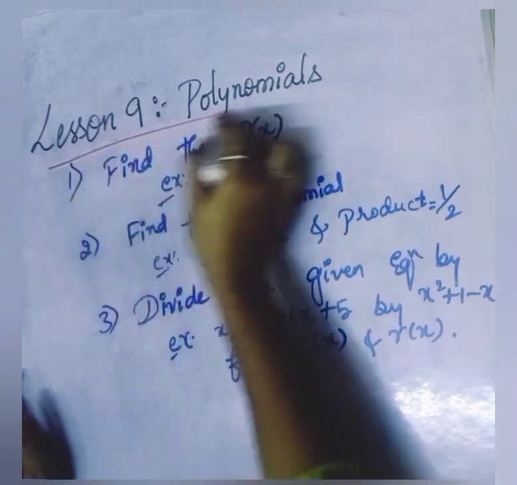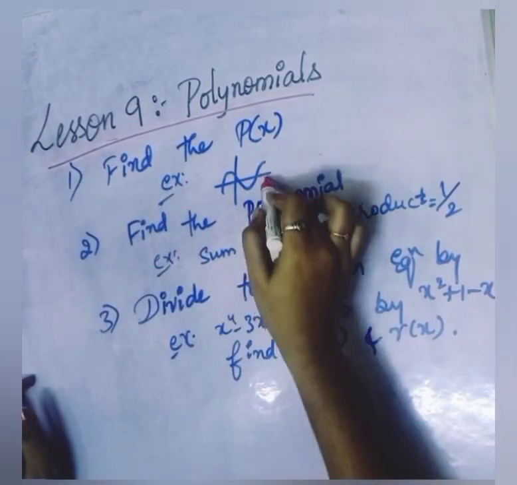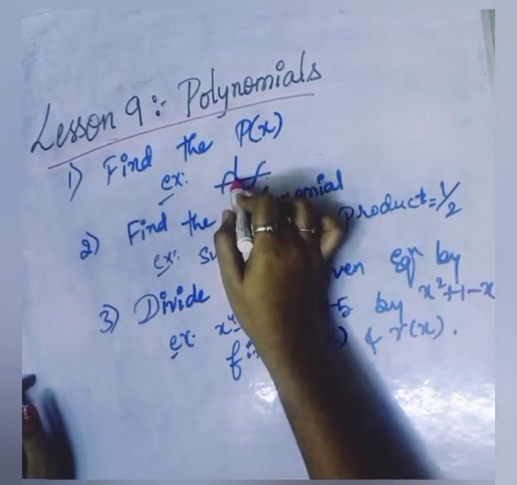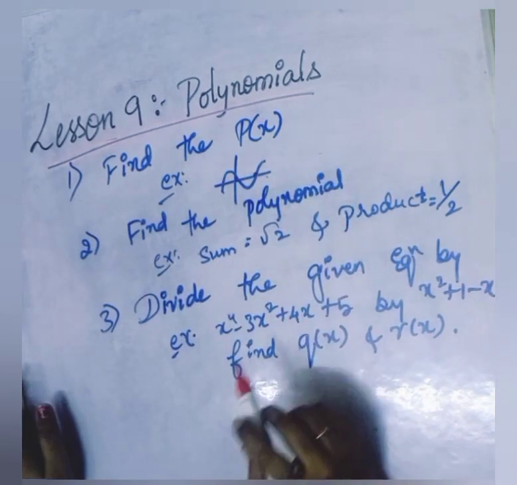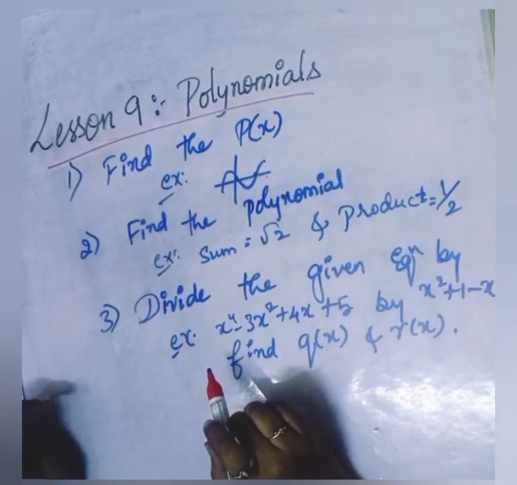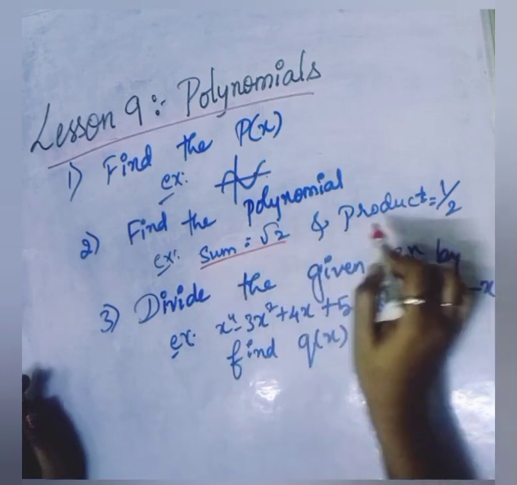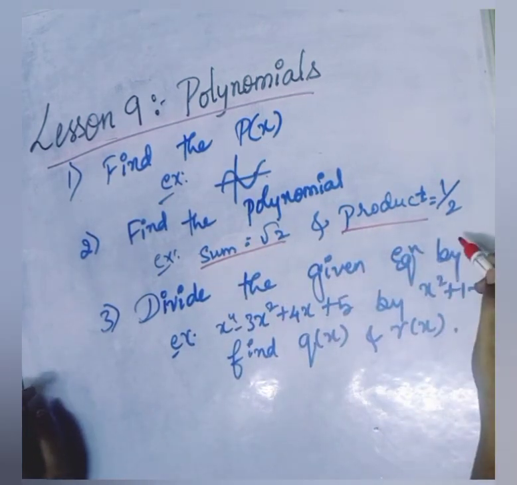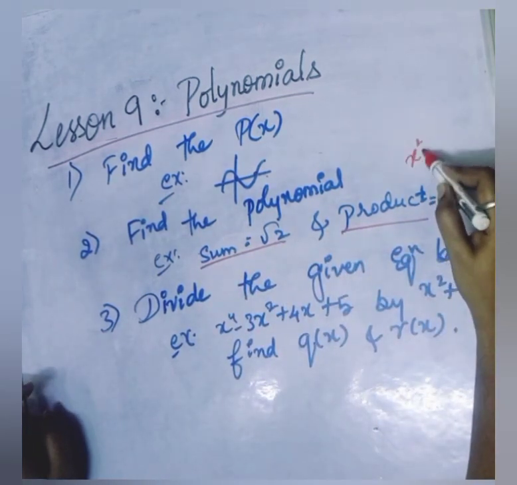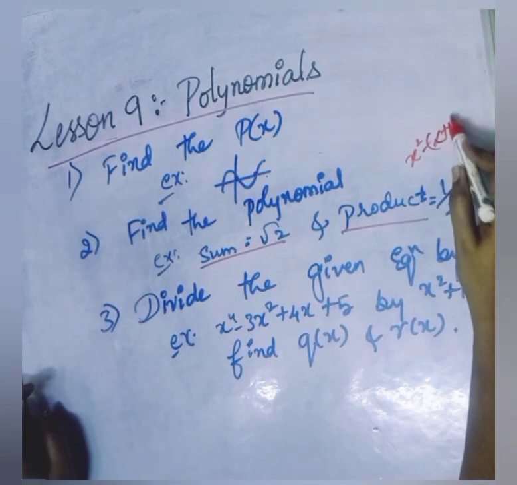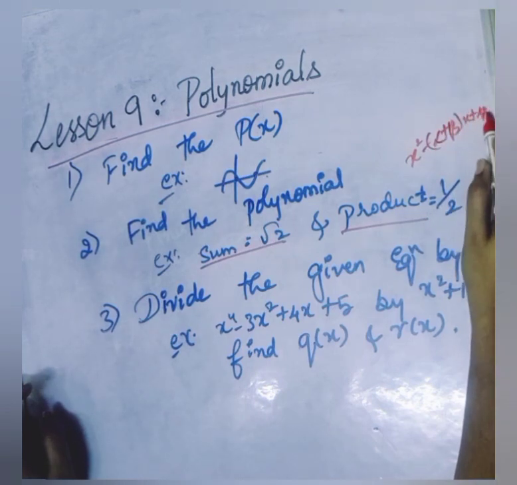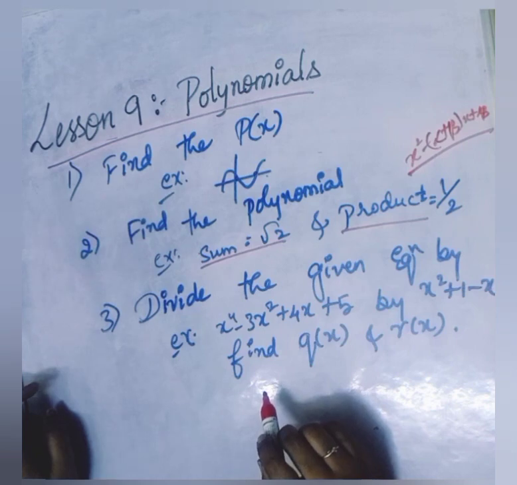Lesson number 9, polynomials. In that they will be given a graph, and you need to find out P of x. That means you need to find out how many points are lying on the x-axis. That one they may give. Otherwise, find the polynomial. That means they will be given the sum and product. You need to find out the polynomial equation, that is x square minus of alpha plus beta x plus alpha beta. In that formation you need to substitute and get the equation.